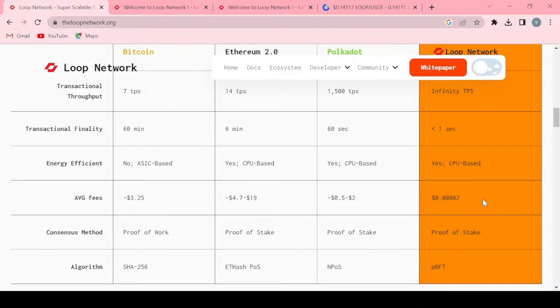And let's talk about the algorithm used. The algorithm for Bitcoin is SHA-256, Ethereum is ETH PoS, and Polkadot is NPoS. Now for Loop network, it is PBFT.